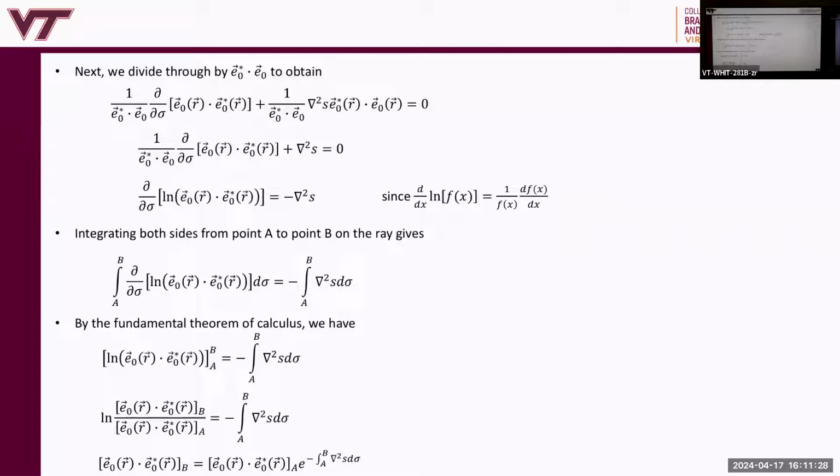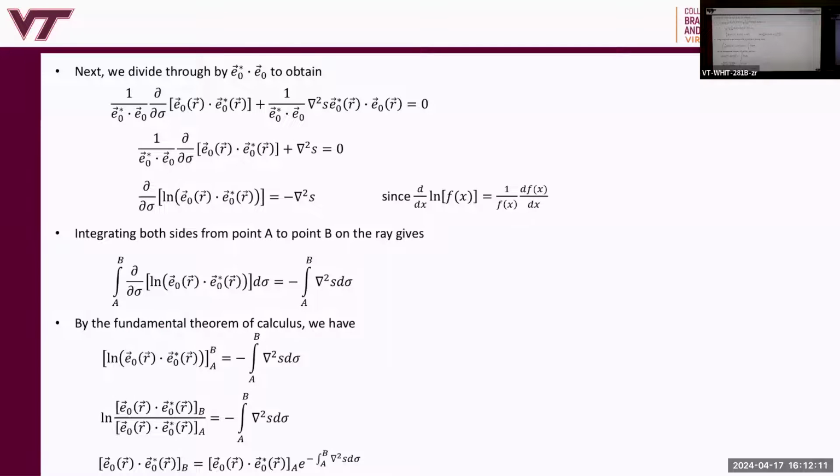All right. Now, we have this expression which is valid at a point, but we want to find how it varies from point A to point B, right? We want to integrate this expression along some path from point A to point B on a ray. So we're going to integrate from point A to point B, just 2 points on the ray, and integrate both sides with respect to d sigma. So we're integrating along the ray. And by the fundamental theorem of calculus, we end up writing the left side as ln of E naught dotted with E naught conjugate from A to B, which is equal to the right-hand side, integrated from A to B of del squared S d sigma.